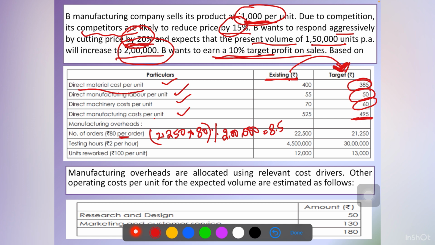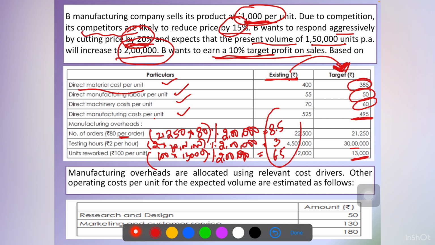Another cost is testing hours. Testing hour, what do we do? Rupees 2 into the total number of hours, that is 30 lakhs, divided by 2 lakhs so as to get the testing hour cost per unit, right? This comes out to be rupees 3. And then we have units reworked, that is 100 units into 13,000 divided by the total number of units. What do we get? 6.5.